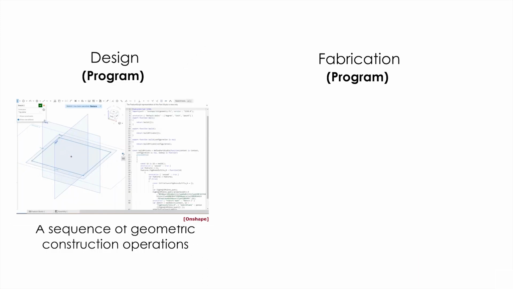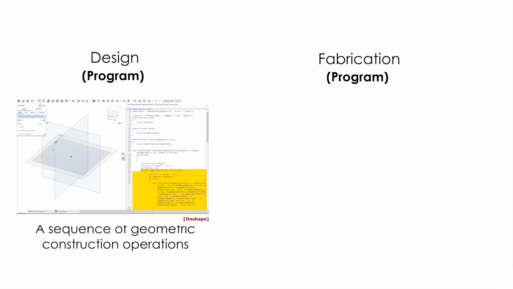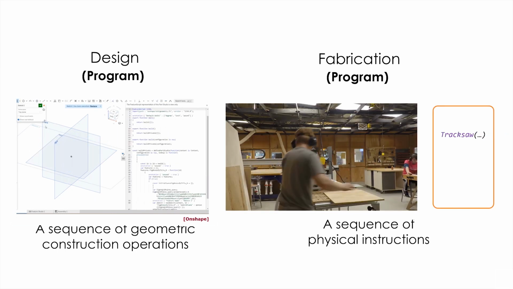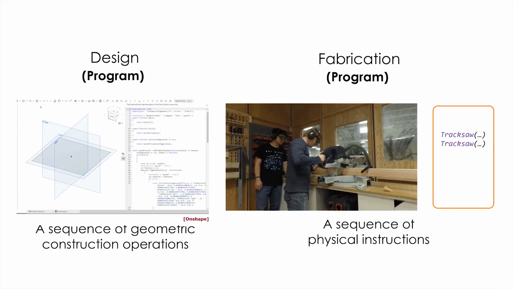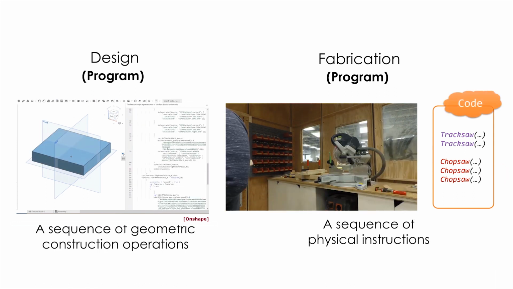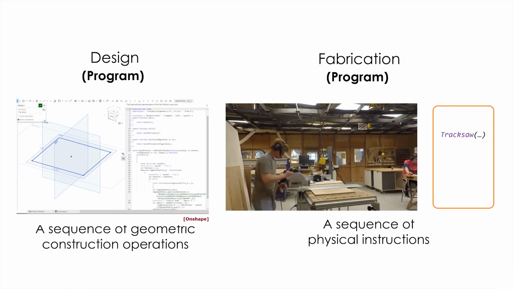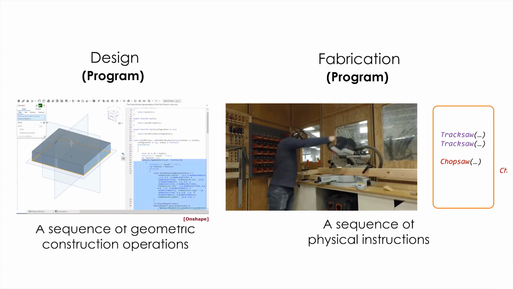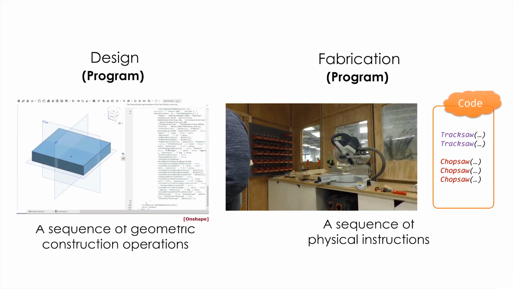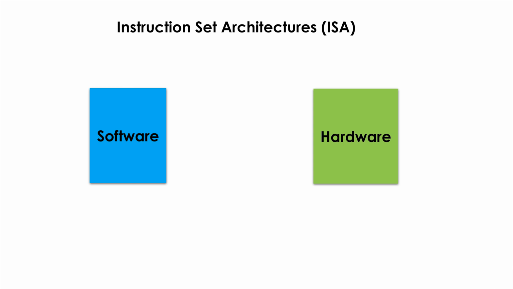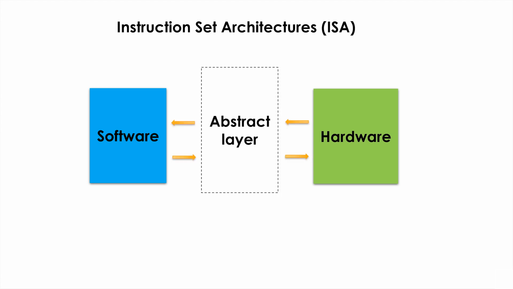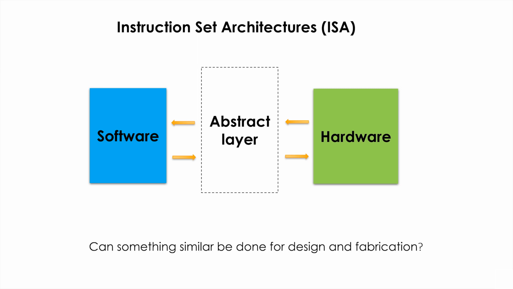Our key insight is that both design and fabrication plans are programs. A design can be expressed as a sequence of geometric construction operations, and a fabrication plan is a sequence of physical instructions. This can help us solve problems in design for fabrication by drawing ideas from computer systems. One of the most influential developments in computer architecture was the introduction of ISAs, which serve as an interface between hardware and software and enabled independent development of both sides. In this work, we ask if something similar can be done for design and fabrication.